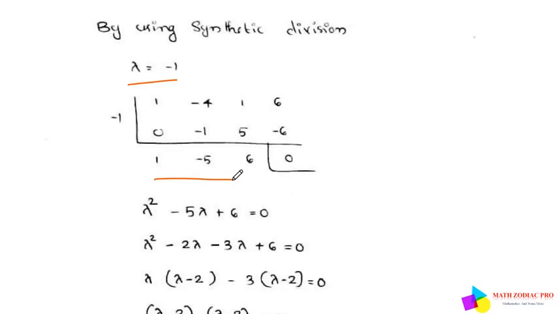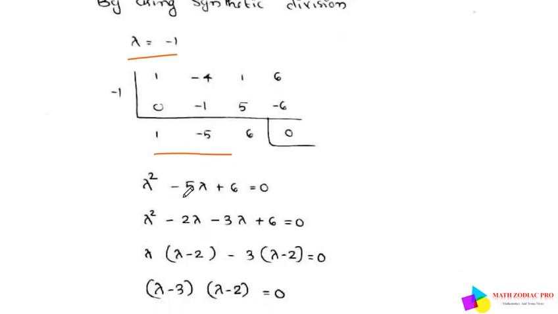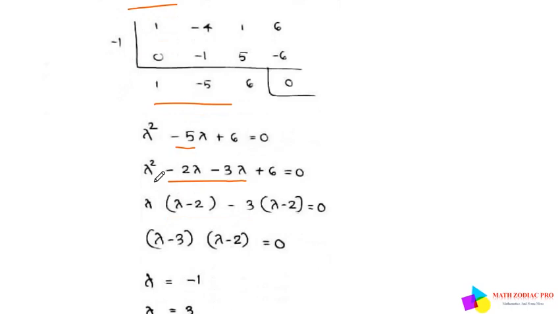The sum is minus 5, and the product is plus 6. So minus 2 into minus 3 equal to plus 6. So we separate into minus 2 lambda minus 3 lambda plus 6 equal to 0. Taking lambda outside the bracket, we get lambda into lambda minus 2. Next, taking minus 3 outside, we get minus 3 into lambda minus 2 equal to 0.